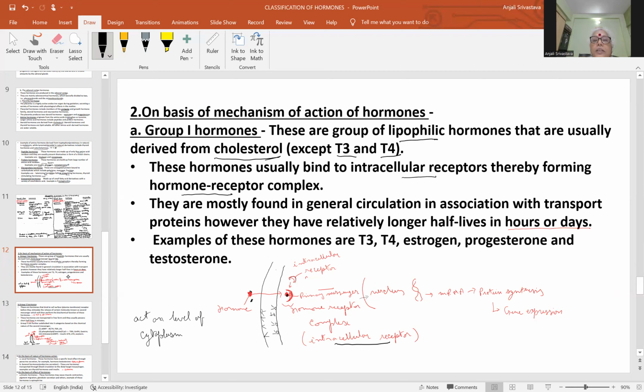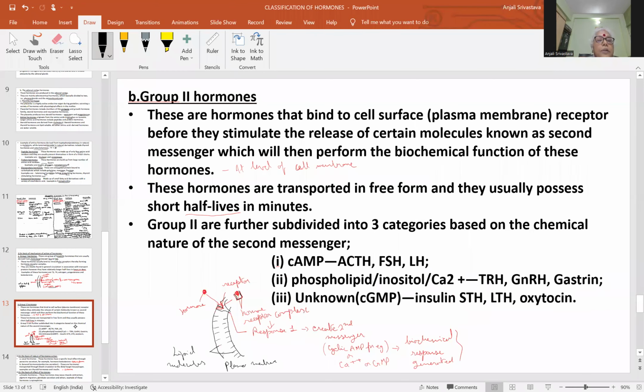So definitely hormones that affect genes are long lasting hormones, and these are kept under the group 1 hormones. The details we will see when we look at the mechanism of action of hormones.